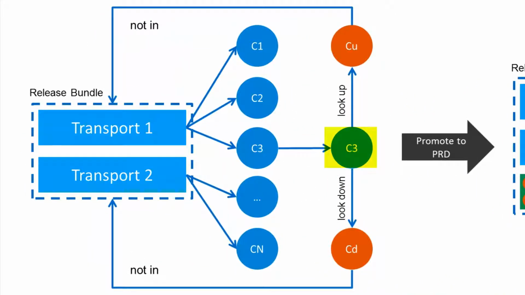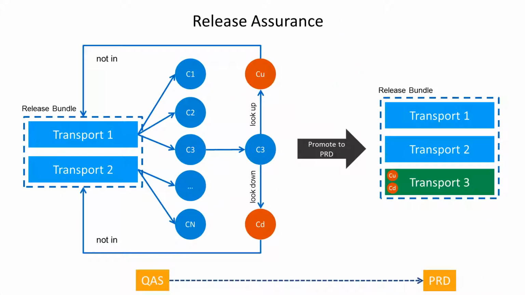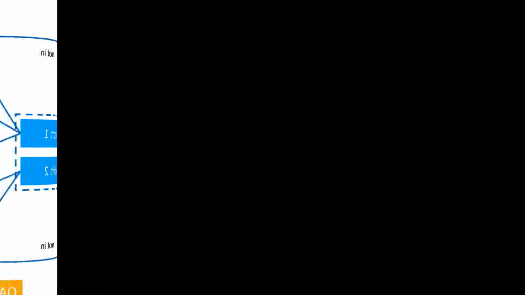Take object change number 3 for example. By looking up, all parent objects are found. Looking down discovers all children objects. Any that are out of sync between quality and production and are not part of the release bundle need further investigation. LiveCompare automates this discovery. Let's see release assurance in action.